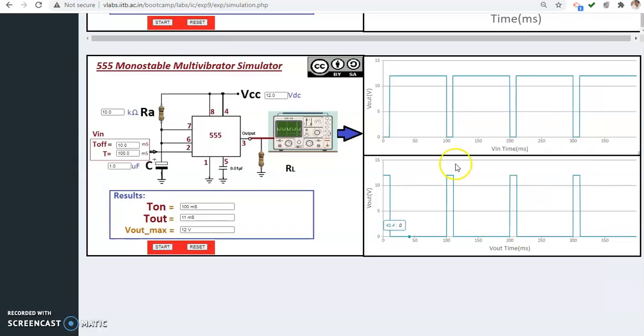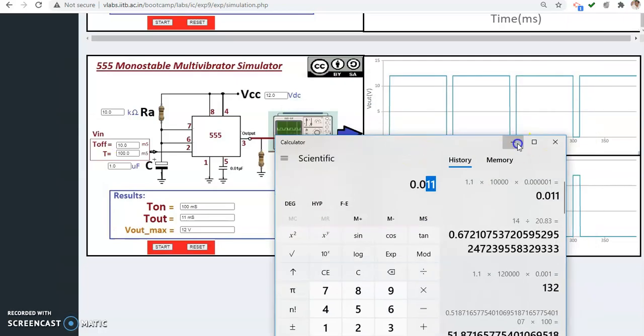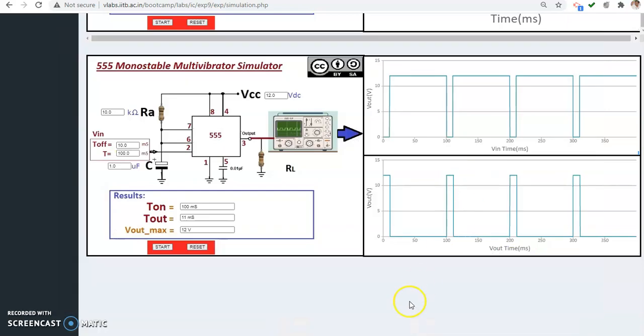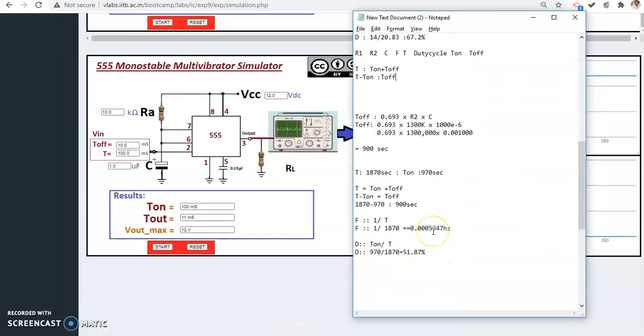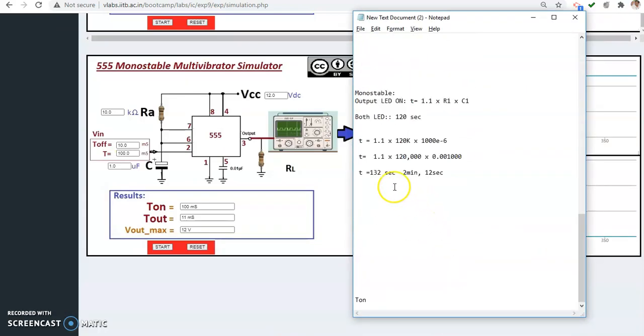Take the tabulations. So where is the tabulation? Yes, take the tabulation. This we are going to teach you. Input: you will go and write R, the resistance value, and the capacitance value. R and C you are giving. So what is the output?